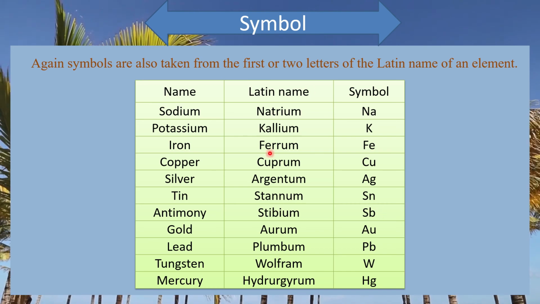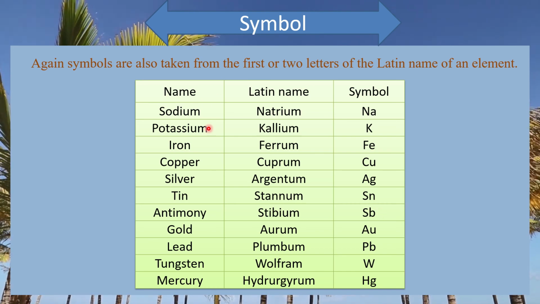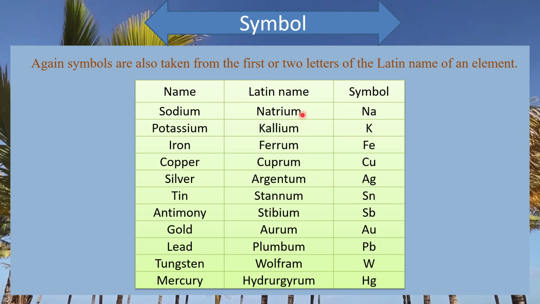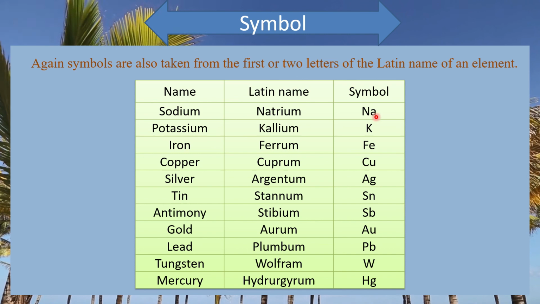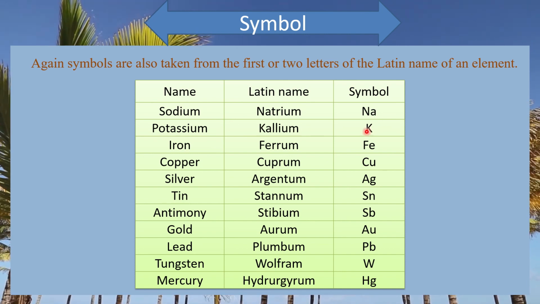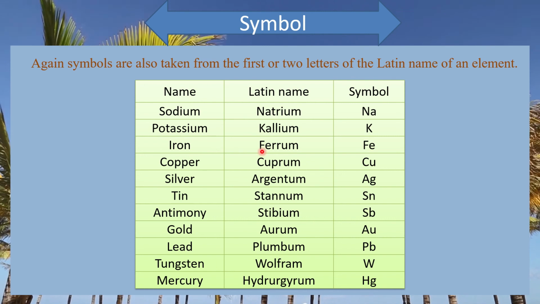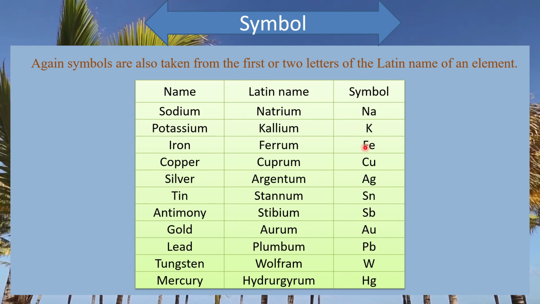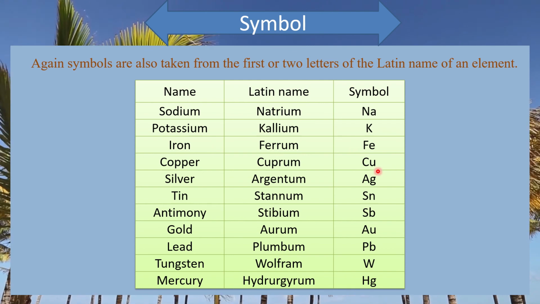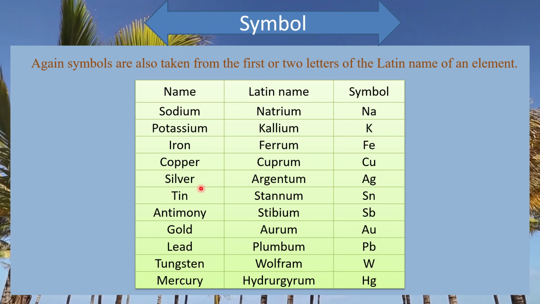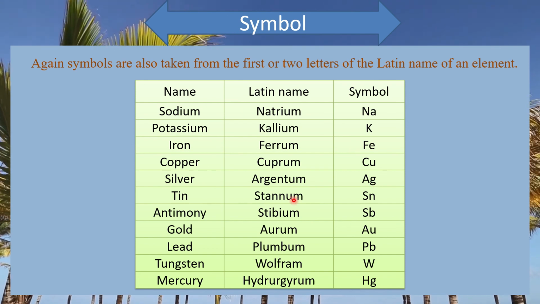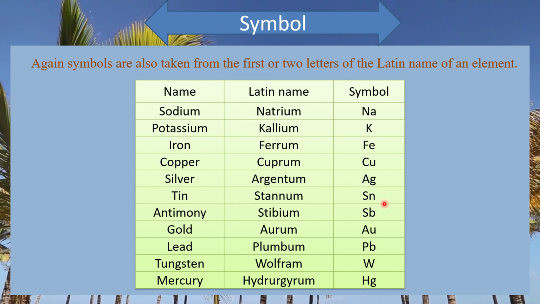Here are the examples where the symbols of these elements are taken from their Latin names. Sodium, its Latin name is natrium and its symbol is Na. Potassium, its Latin name is kalium and the symbol is K. Iron, its Latin name is ferrum and symbol is Fe. Copper, its Latin name cuprum and its symbol is Cu. Silver, its Latin name argentum and symbol is Ag. Tin, Latin name stannum, symbol Sn.